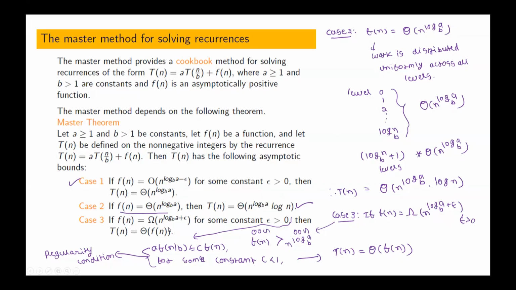First case? What is the first case? Let us take a new sheet. What is our first case? Our recurrence relation is T of n is a times T of n by b plus f of n.